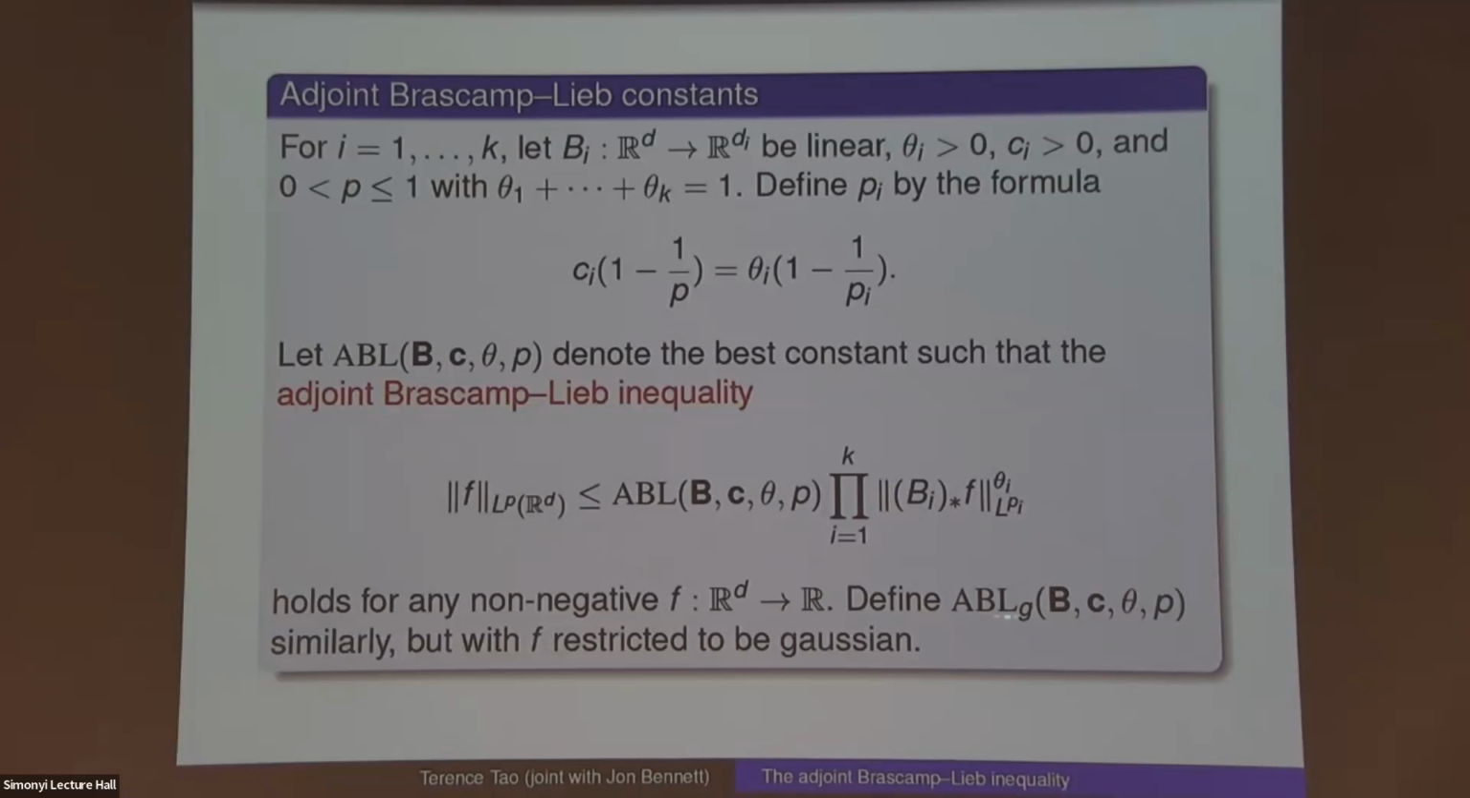You can also define the Gaussian adjoint Brascamp-Lieb constant to be the same thing, but where you only test on Gaussians. The c_i do not appear explicitly, but the c_i affect the p_i. The p_i are shorthand for whatever solves this equation. I could have not had the p_i here and just plugged in whatever shows up there, but the c's are in there. This is just what comes out of the calculation. The most important parameters are still B and C; theta and P are additional parameters.